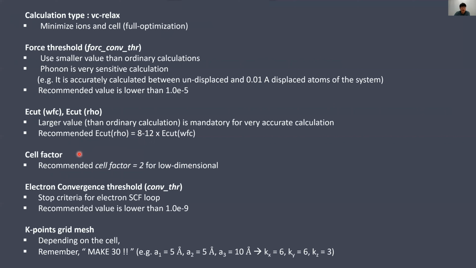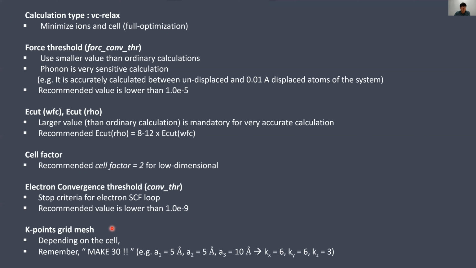When you calculate a two-dimensional system, you should be careful about the cell dofree option with the VC relax. It controls how your cell changes compared with the previous calculation, I mean the first initial coordination. So I recommend cell dofree 2D for low dimensional systems. And electron convergence threshold, this is almost the same concept as the force threshold, but this is for the SCF calculation. So I recommend at least 1.0 times 10 to the -9, like 10 to the -10 or -12, something like that. Anyway, this is the minimum value in the phonon calculations.